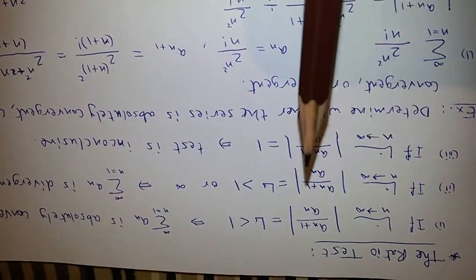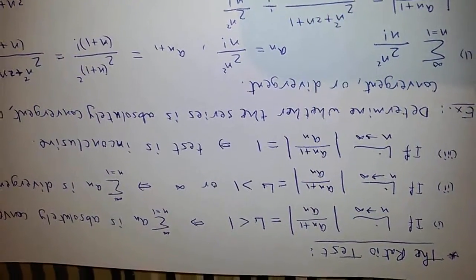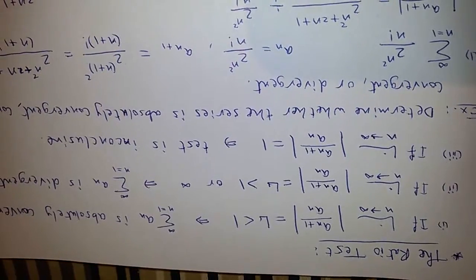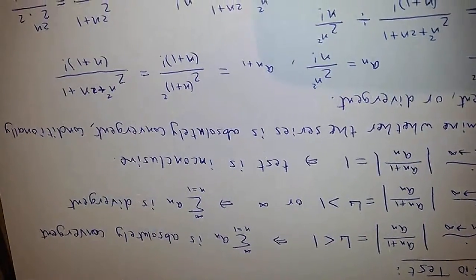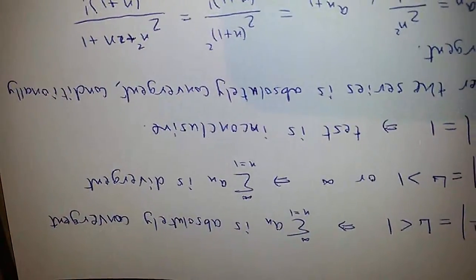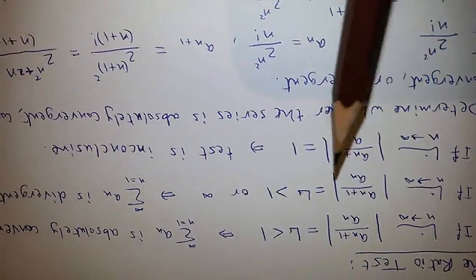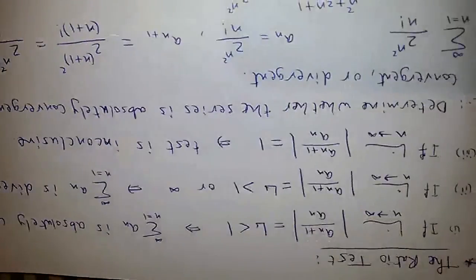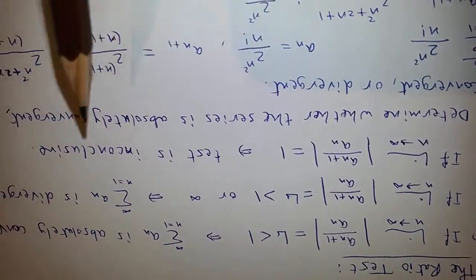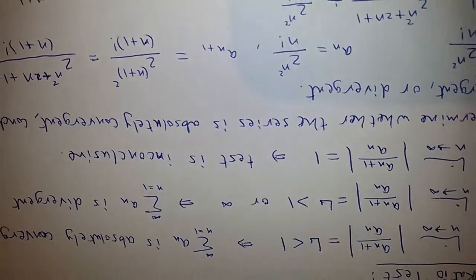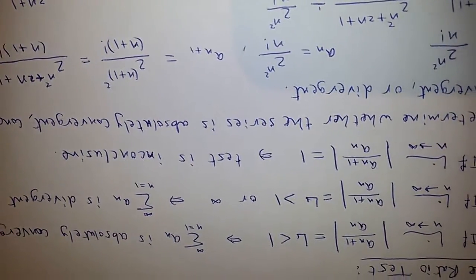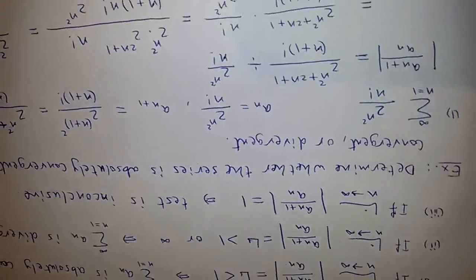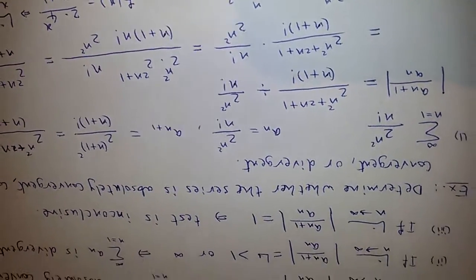It says that if the limit of the absolute value of a_(n+1) over a_n is less than 1, then the series summation a_n is absolutely convergent. And if this limit is greater than 1 or infinity, then the series is divergent. And if the limit is 1, then the test is inconclusive. It doesn't give any information, and we have to use other tests. So let us try two examples.